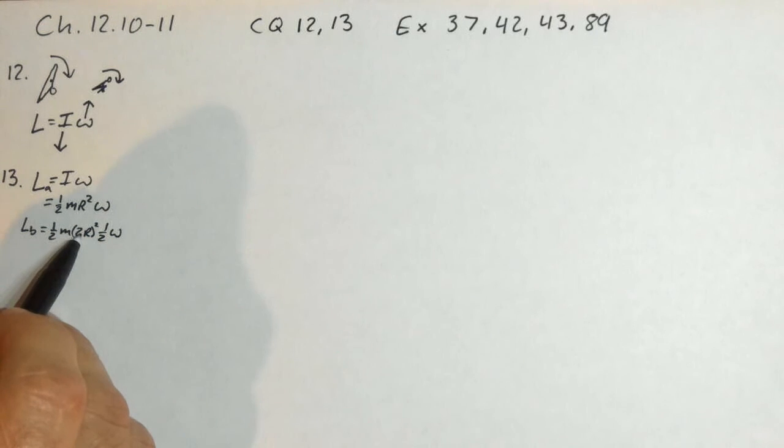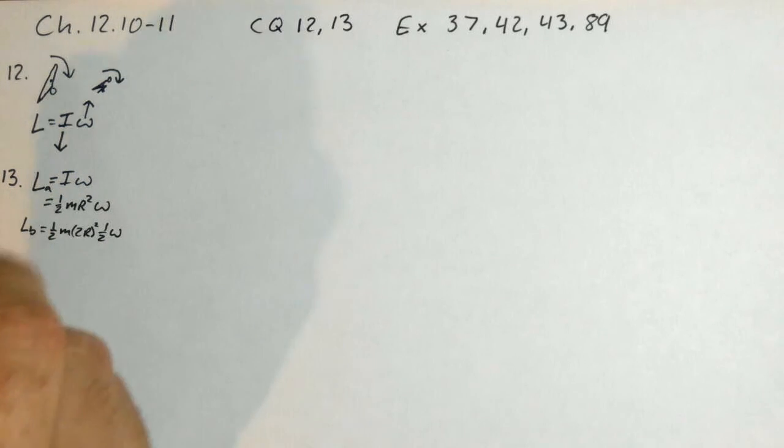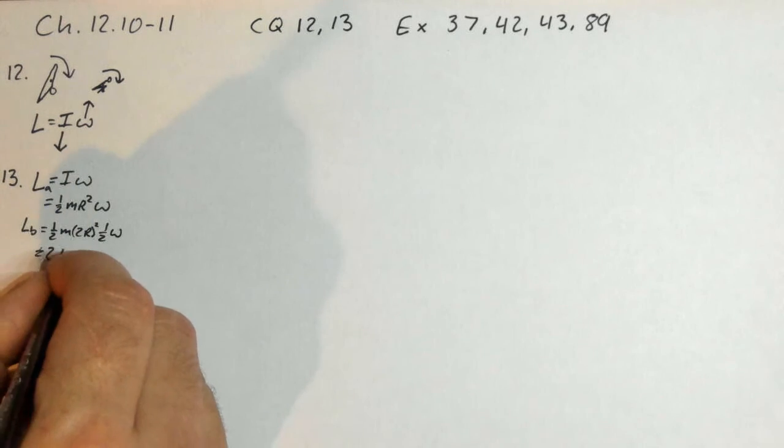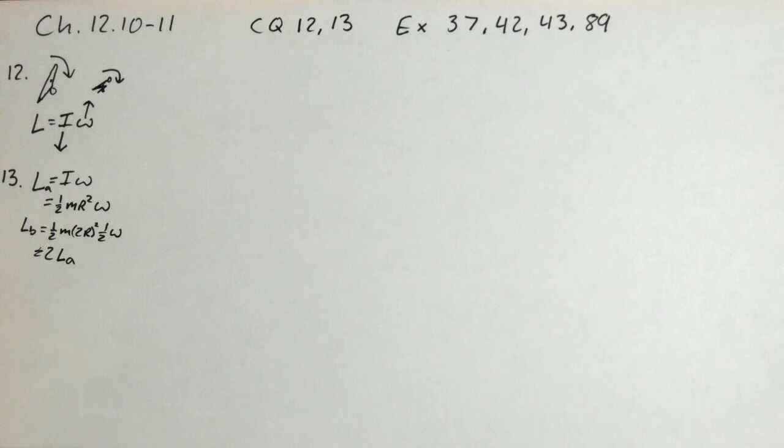Now the radius matters most because it's squared. So squaring the 2, we get a 4. Dividing by the half, we get a 2 overall. That gives us twice the angular momentum of A. So though it's spinning half as fast, having twice the diameter makes a bigger difference.